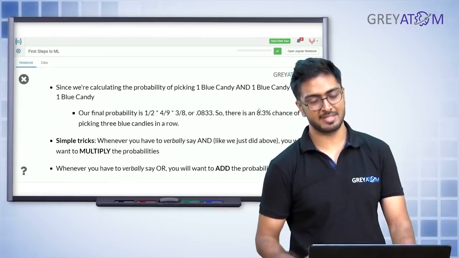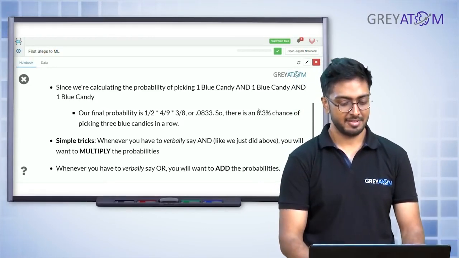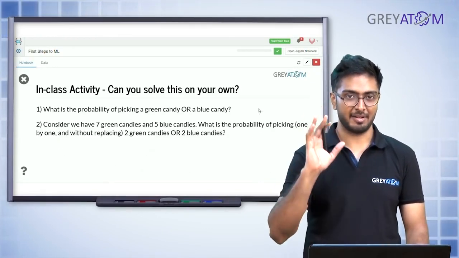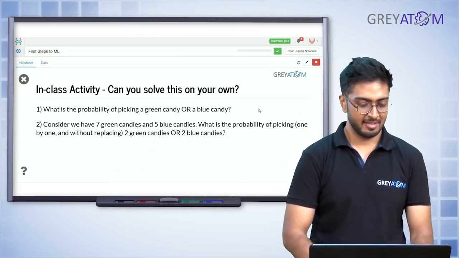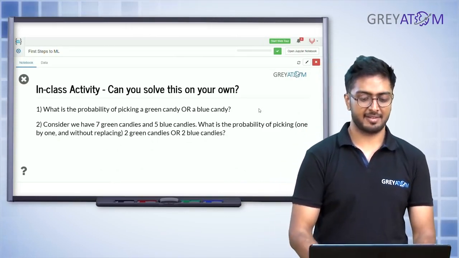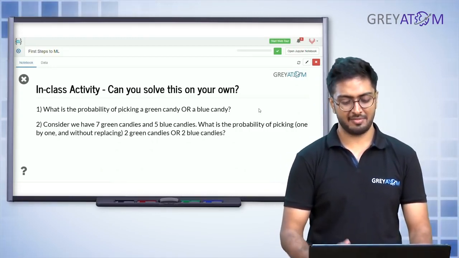So this is a simple heuristic: whenever it talks about "and", just multiply them. Whenever it talks about "or", just add them. But keep in mind, right, this doesn't apply absolutely universally. So what is the probability of picking a green candy or a blue candy? And consider we have 10 candies.